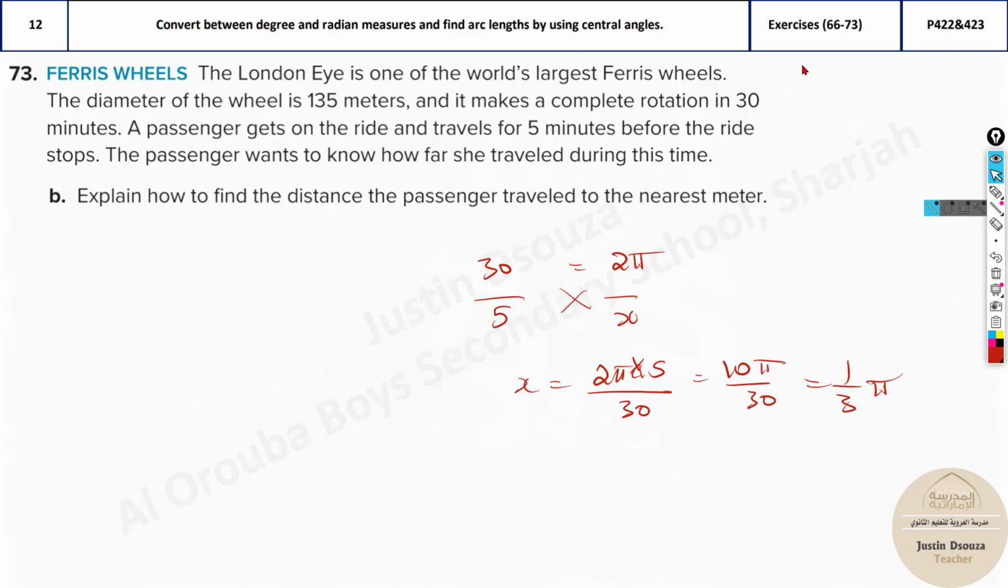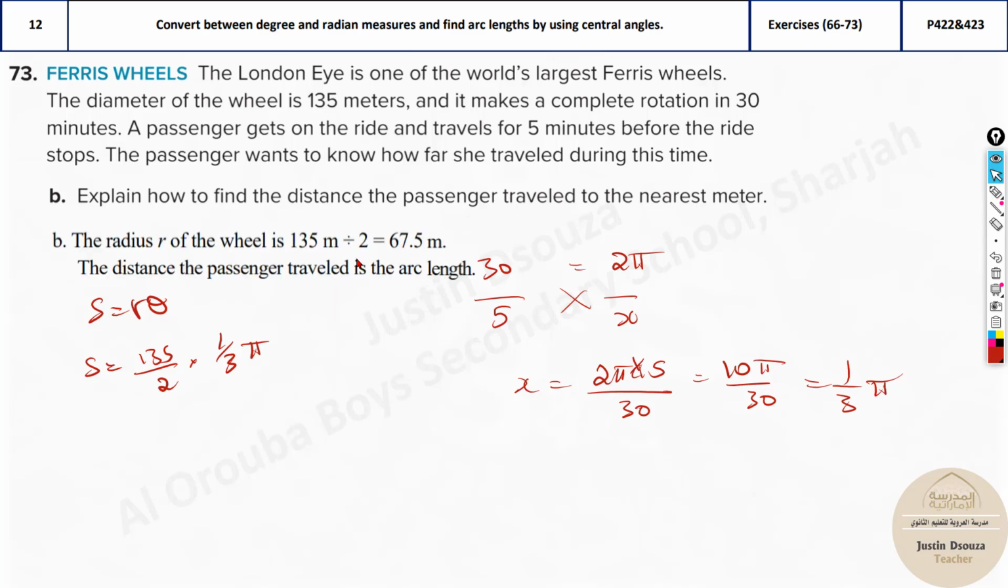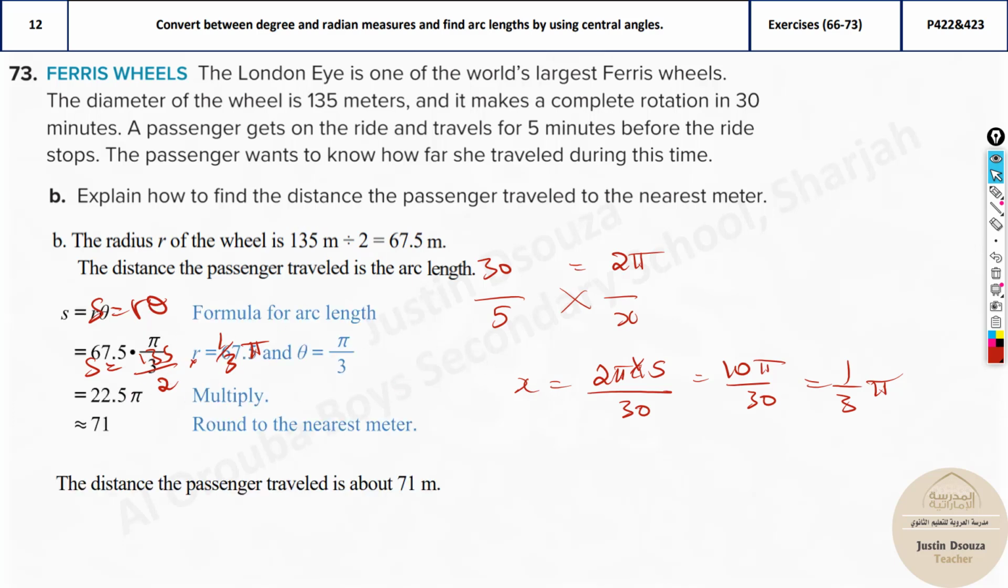Next one, find the distance the passenger traveled to the nearest meter. Here it's arc length. Whenever you have to find distance, just use arc length. That is S is equal to r theta. We know S will be the arc length. r is what? 135 divided by 2, multiplied by theta, which we just found was 1/3 pi, for this 5 minute ride. So just do it in the calculator. You'll get the answer. Here they have written 67.5. You can directly put it in the calculator. No problem at all.